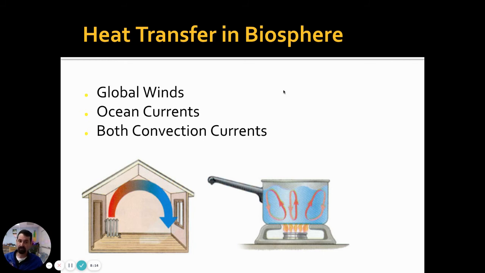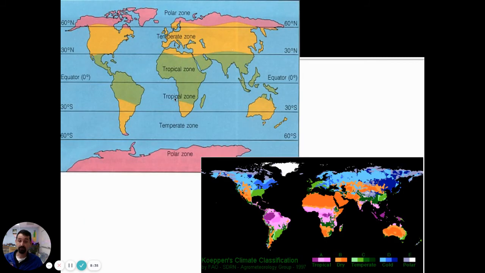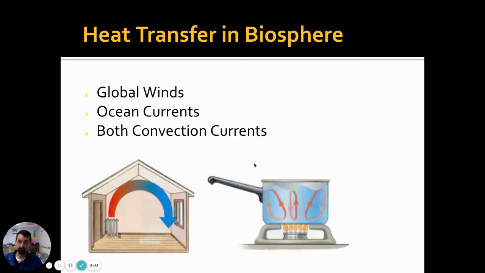Heat gets moved around in the biosphere, in our atmosphere, in multiple ways: through large global winds and through large global ocean currents. Both of these are types of convection currents, and you might remember talking about these. We all know that hot air rises and conversely cold air sinks. So if we're heating up air along the tropical zone, it's going to rise. If we're cooling down air, it's going to sink. That creates large global wind patterns in these giant convection currents, and that determines our prevailing wind.